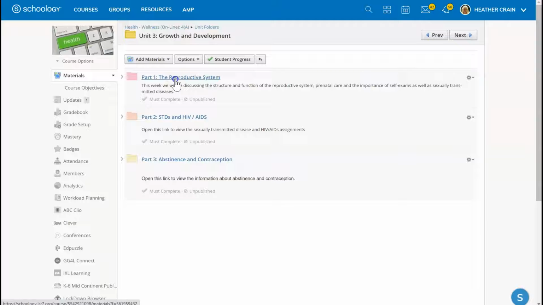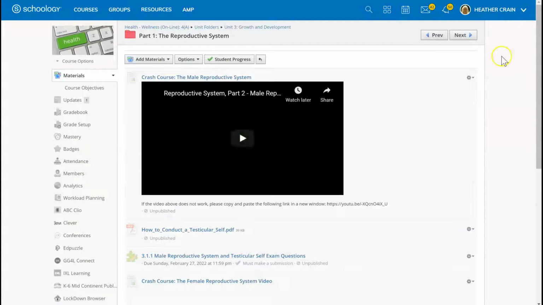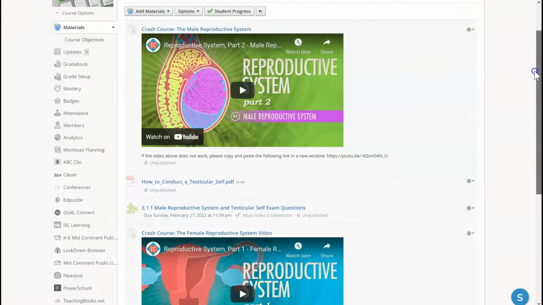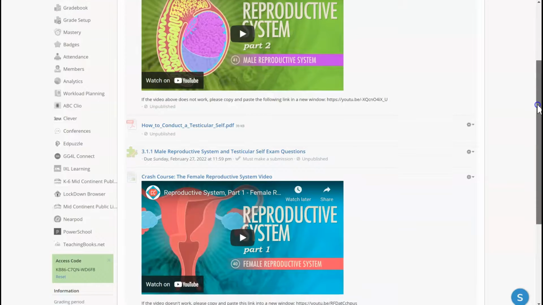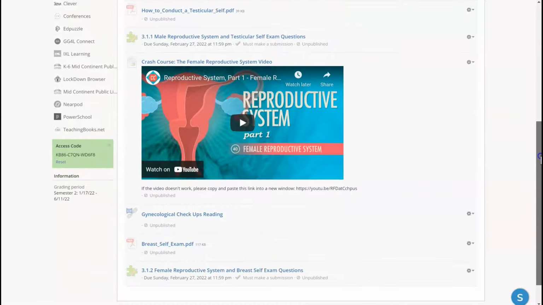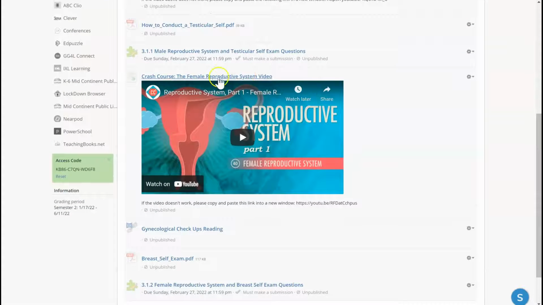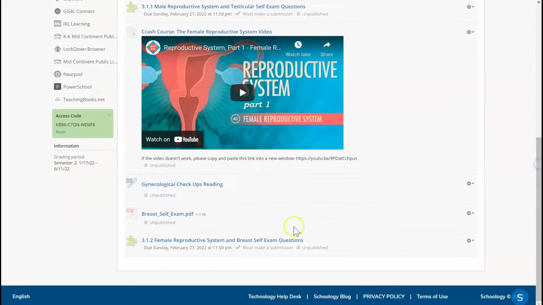The first is on the reproductive systems. It's probably been a while since you've reviewed that from middle school health, but you will see some videos, some PDFs on the male reproductive system, as well as the female reproductive system. And then you have 2 quizzes in this folder. One is the male reproductive system and testicular self-exams. And the second one is female reproductive system and breast self-exam questions. It's important to know both parts and pieces.